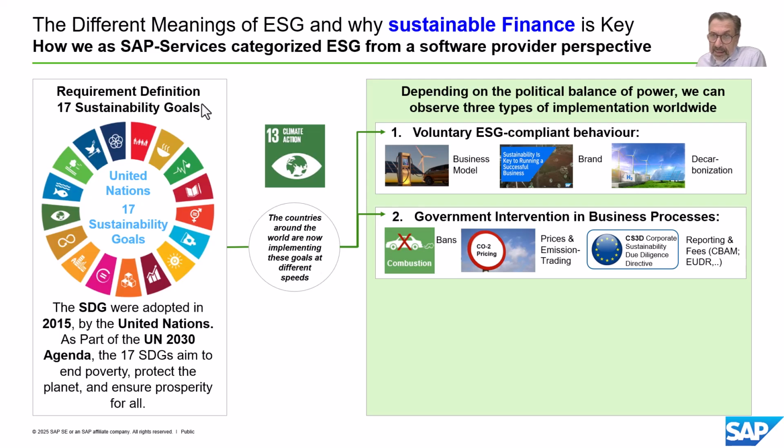And last but not least here, we have reporting and fees. So we have reporting requirements like the CS3D, in German, Lieferketten-Sorgfaltspflichtengesetz, or the CBAM or the EUDR. These are all reporting requirements, and it is not forbidden to act against these regulations, against these reporting requirements, but you have to pay a fee if you act against the regulation here. So this is also direct intervention in a corporate customer's business processes. Based on reporting, it is identified, and then you have a fee.